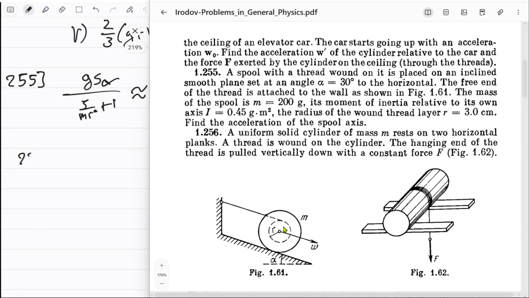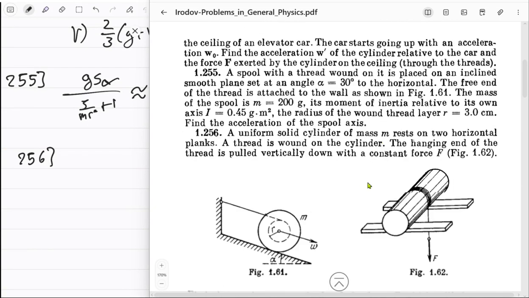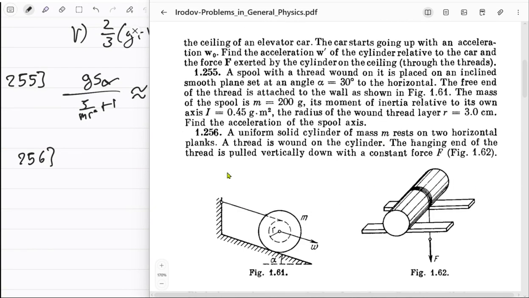256. A uniform solid cylinder of mass m rests on two horizontal planks. The thread is, so no figure about. Oh, figure is given. It's like 1.62. Oh, this is different than the last one. Yes, it is. A thread is wound on the cylinder. The hanging end of the thread is pulled vertically down with constant force F.